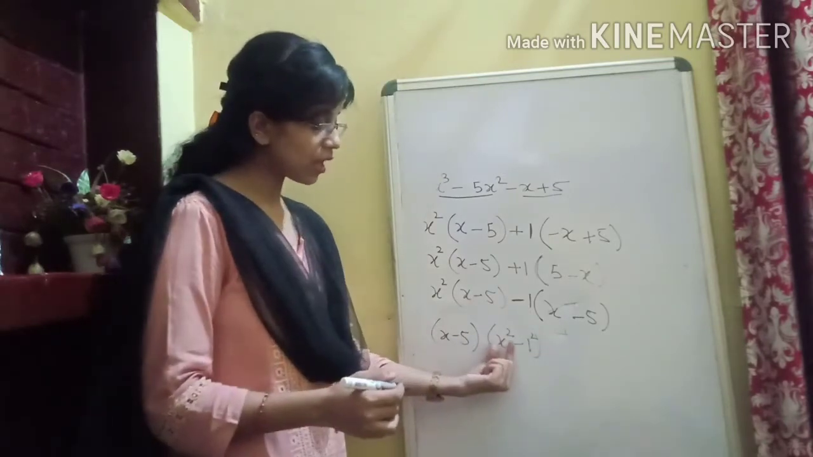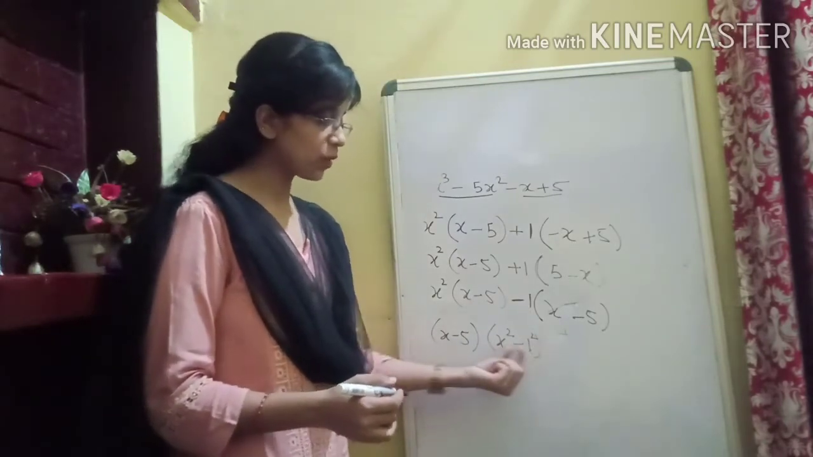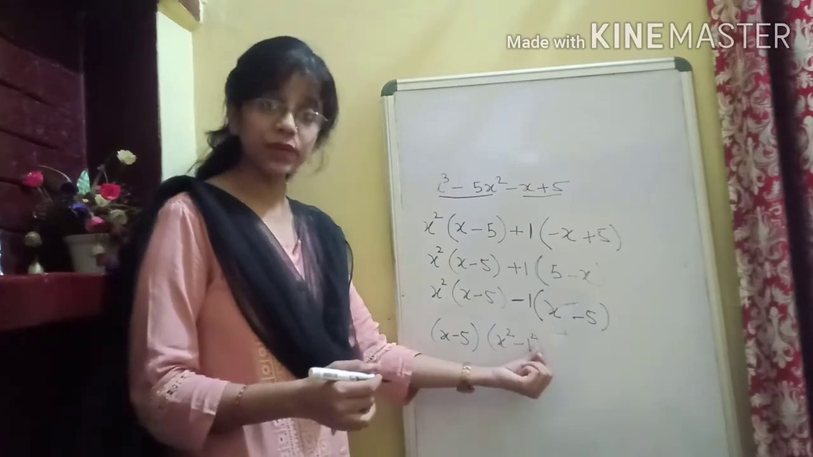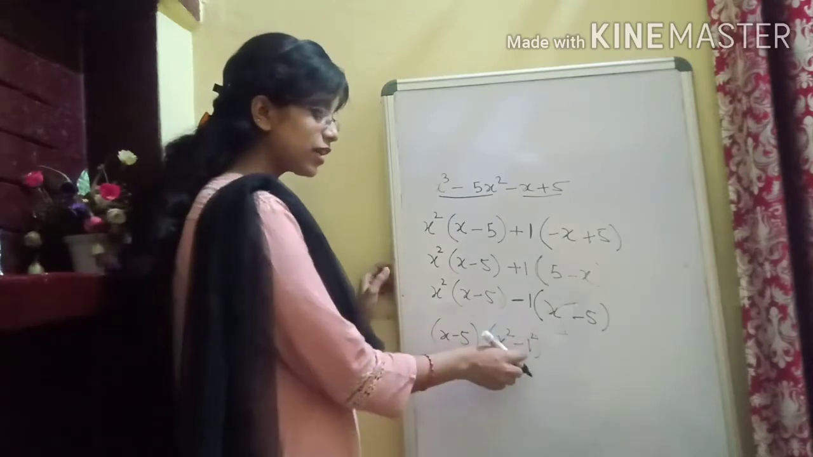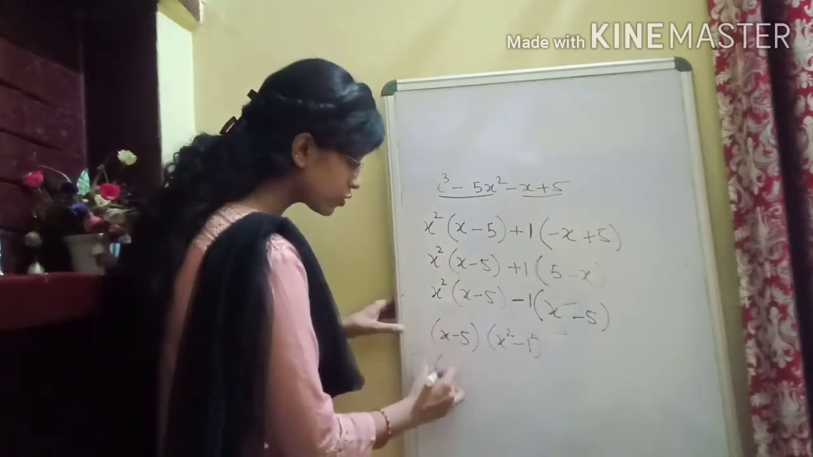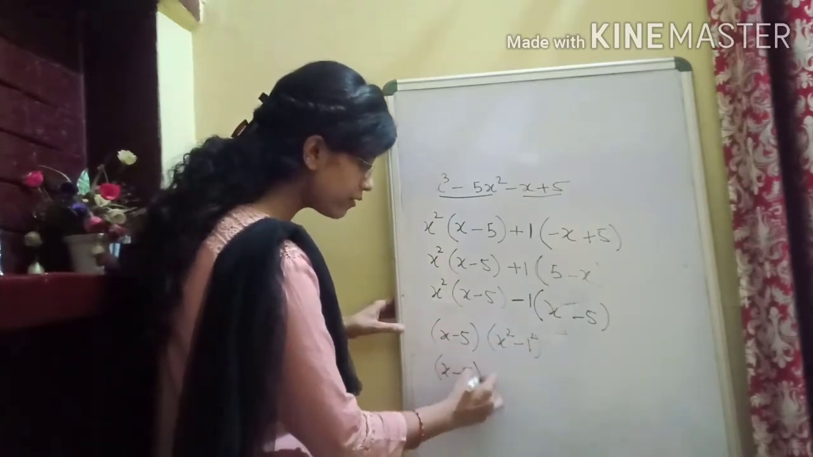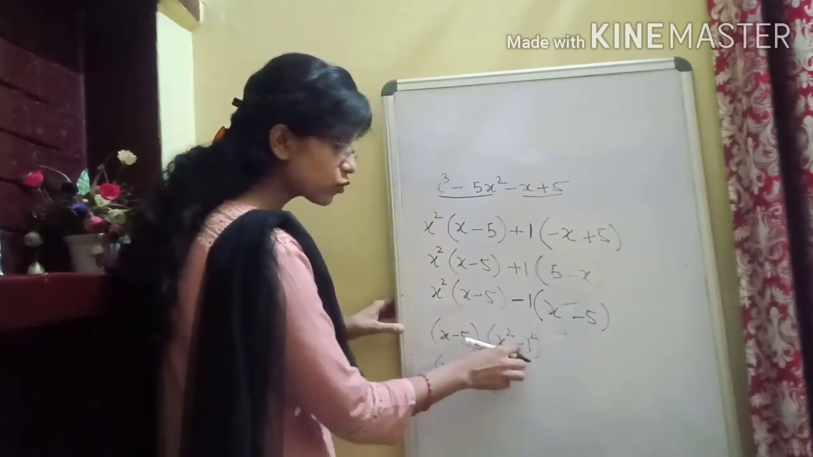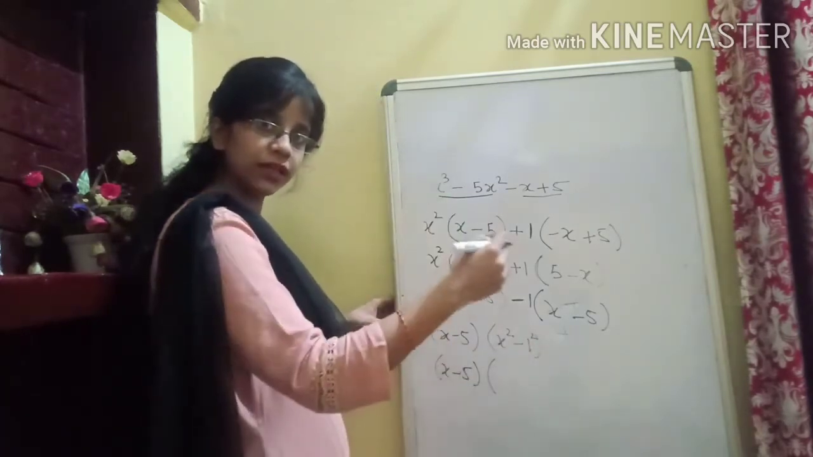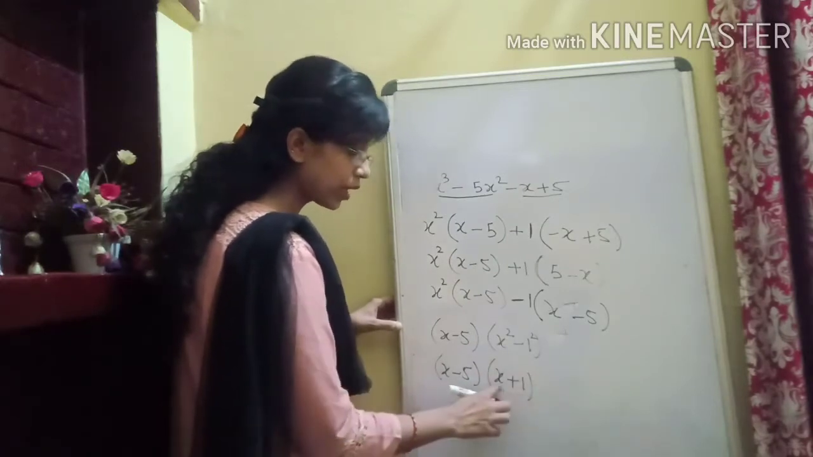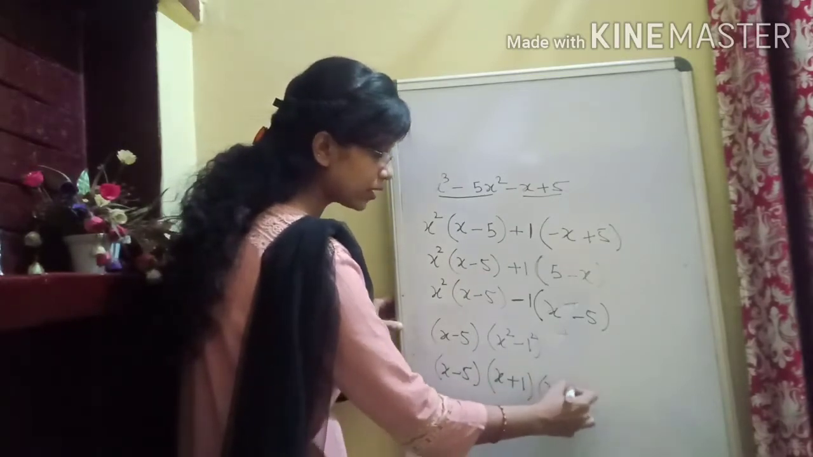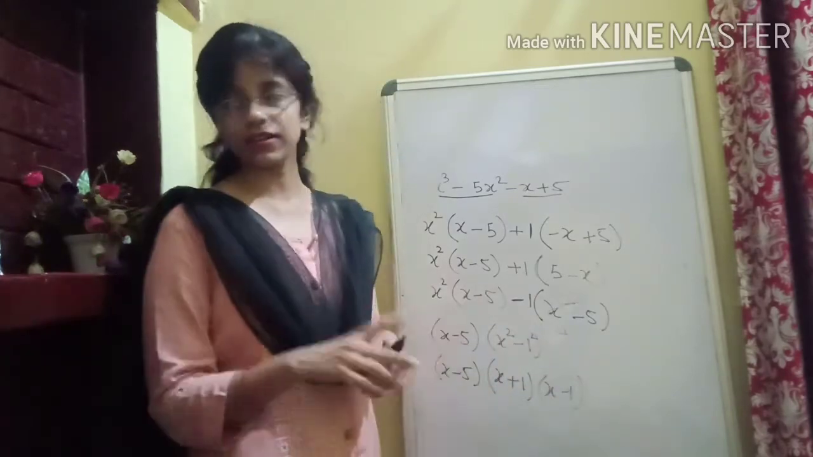Now if you see, this is x square minus 1 square, which is similar to a square minus b square, where your a is x and your b is 1. So again we can apply the identity here. So it will be x minus 5, and then a square minus b square, a plus b, a minus b. A is your x, b is your 1. So a plus b and a minus b. So that's how we factorize the question.